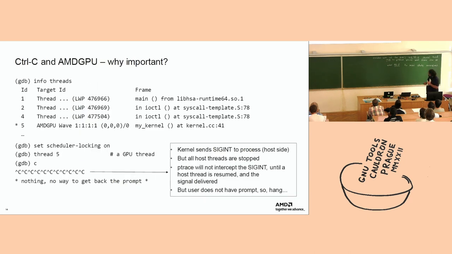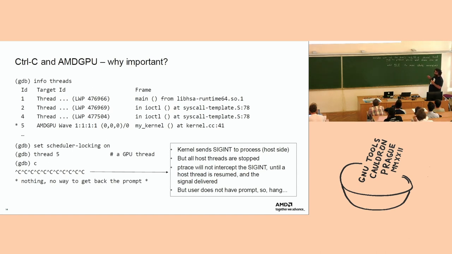Oh, before that, new slide. So why is this important for AMD GPUs? I mentioned this before. This is all that I'll be boring you with GPU stuff. It's just that we debug host threads at the same time as GPU threads. And imagine you have scheduler locking on. So when you type this command, everything is stopped. And now you're telling GDB, when I continue, I only want to resume the current thread, nothing else. I'm going to be focusing on that thread. So I select one GPU thread, thread 5, and then continue. So everything that's running is just a GPU thread. All the host threads are paused. They are in ptrace stop state.